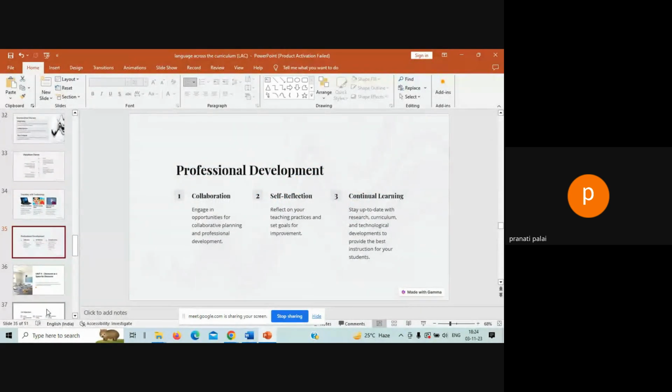Next, technology also fosters collaboration, self-reflection, and continual learning. And all these things lead to the professional development of the teacher.